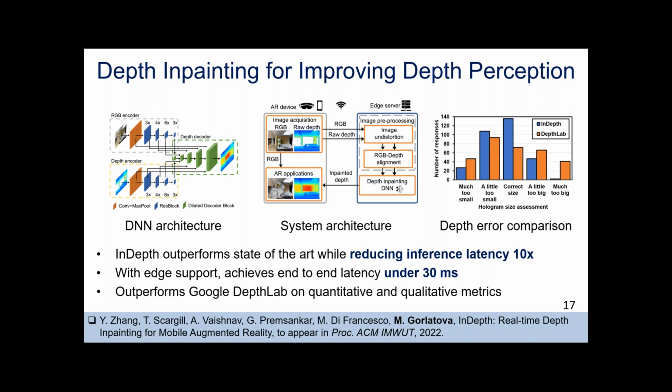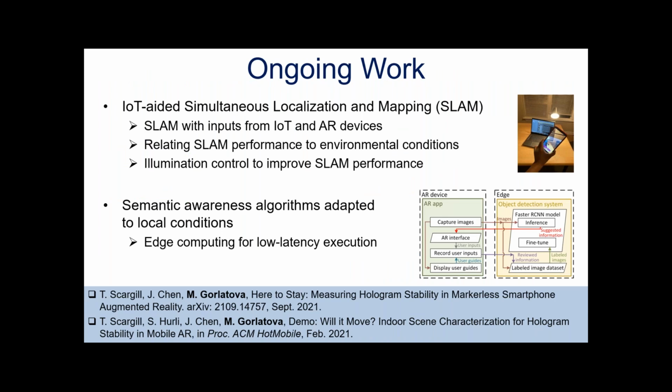And we have lots of other ongoing work on using IoT and edge computing to improve semantic and spatial awareness for mobile AR. I'm particularly excited about our work on using IoT and AR together to improve SLAM for AR devices, taking SLAM inputs from IoT devices and AR devices, relating SLAM performance to the state of the environment, and using IoT-based controls to change the state of the environment to optimize tracking for SLAM. And we have also been doing a lot of work on improving semantic awareness.